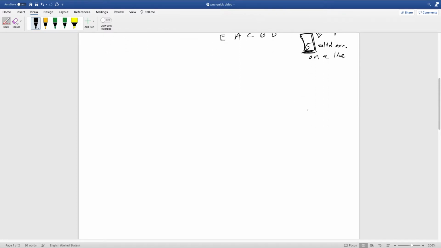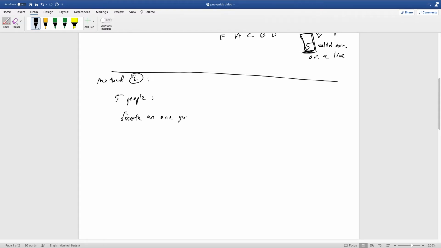However, I would like to propose another method of thinking. This is method 2, and I believe this method is easier to apply in other more complicated scenarios. So instead of first taking 5 factorial, the number of ways people can be arranged in a line, and then dividing by 5 later, we first fix one guy. So with 5 people, the first step is to fixate on one guy. In this case, for example, we fix A.